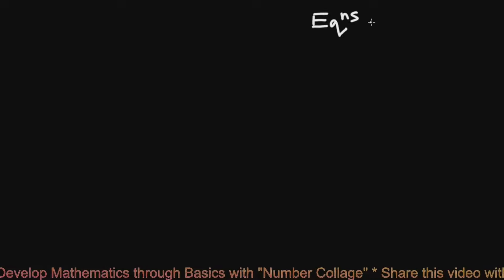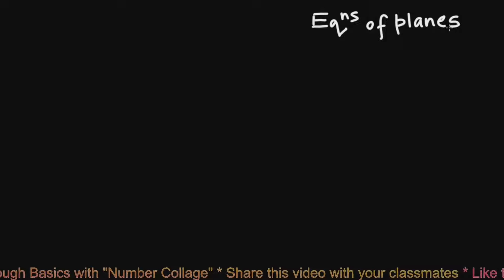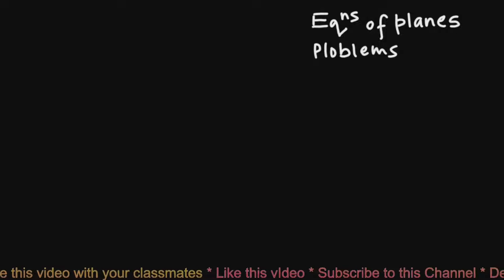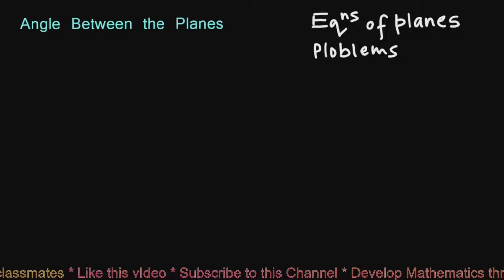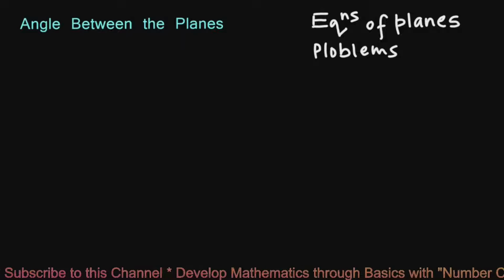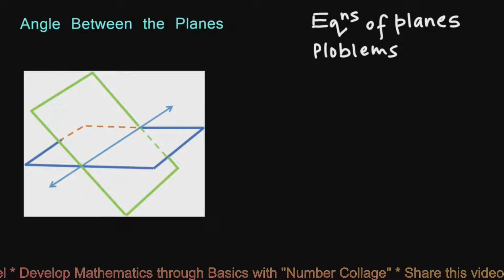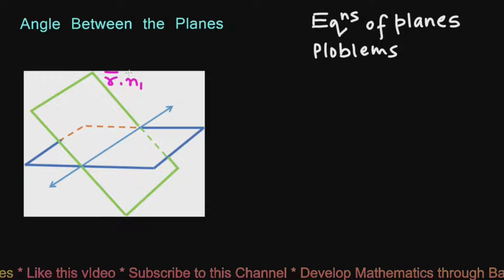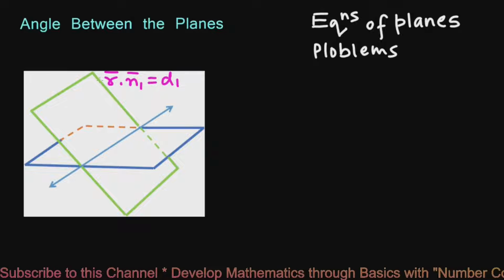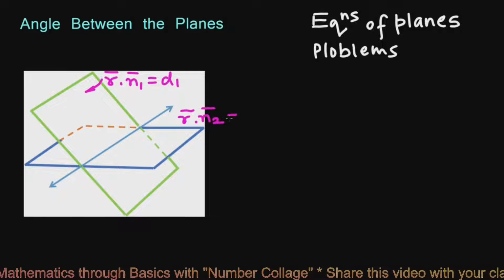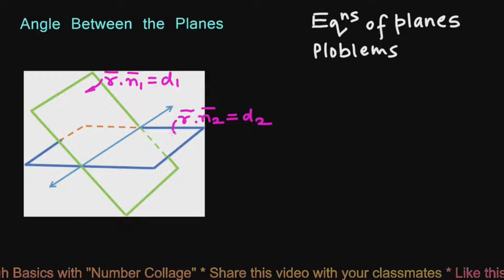In my previous video, we discussed equations of planes in various forms and problems based on them. In this video, we are going to discuss the angle between planes. Consider these two intersecting planes whose equations are r bar dot n1 bar equals d1 for this plane, and r bar dot n2 bar equals d2 for this plane.